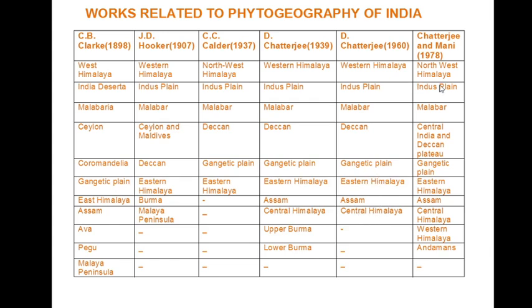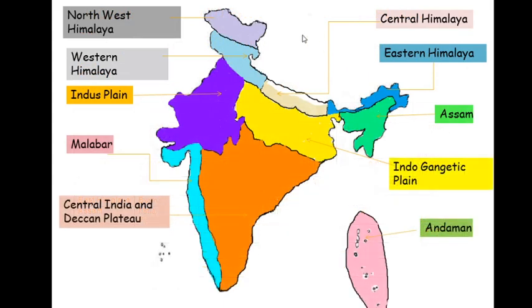But the system which we will follow, and which is the latest one, was proposed by D. Chatterjee and Mani in 1978. In this system, they have classified India into 10 different floristic zones, namely Northwest Himalaya, Indus Plain, Malabar, Central India and Deccan Plateau, Gangetic Plain, Eastern Himalayas, Assam region, Central Himalaya, Western Himalaya and Andaman and Nicobar Islands.